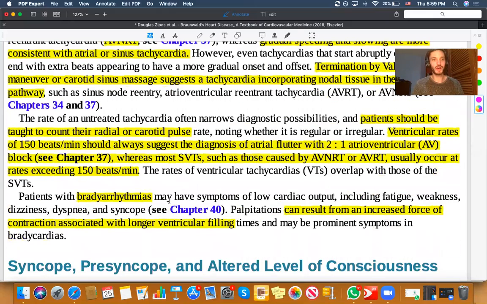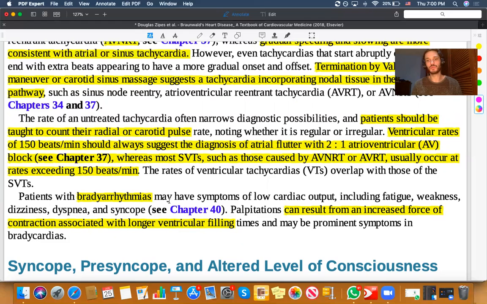Patients should be taught to count their radial or carotid pulse. This is important. Teach them. With ventricular rates of exactly 150, you might think of atrial flutter with 2-to-1 AV conduction. Why? Because if it's not 2-to-1, it would be 300 beats per minute. We know that this would be incompatible with life; the patient wouldn't be speaking to you, would be completely unstable. So 2-to-1 block usually means 150 beats per minute, whereas most supraventricular tachycardias, such as those caused by AVNRT or AVRT, usually occur at rates exceeding 150.